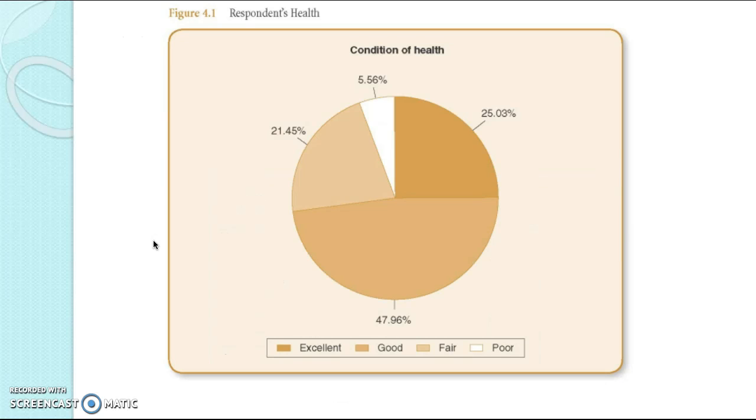You might also look at the mode graphically. This is looking at people's health condition, rating it from excellent to poor. And the most common answer, I know the colors are not great, but the most common answer is good. Right? Nearly half of the sample reports their health is good.